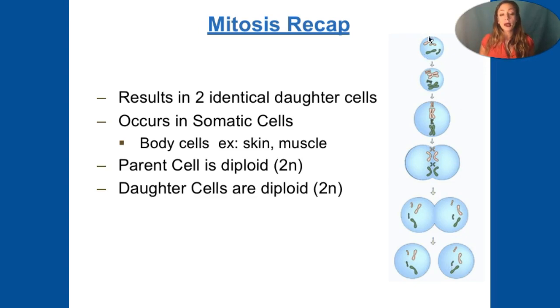So the parent cell starts off as diploid, which means we have 2 sets of each chromosome. Remember, in our body cells, we have 46, so those are 2 sets of chromosomes. Our daughter cells, which are down here, end up diploid as well, because if you can see, they're exactly identical to the parent. There's nothing different between the parent cell and this daughter cell. They are all clones of the parent cell. So one parent cell creates 2 identical diploid daughter cells.